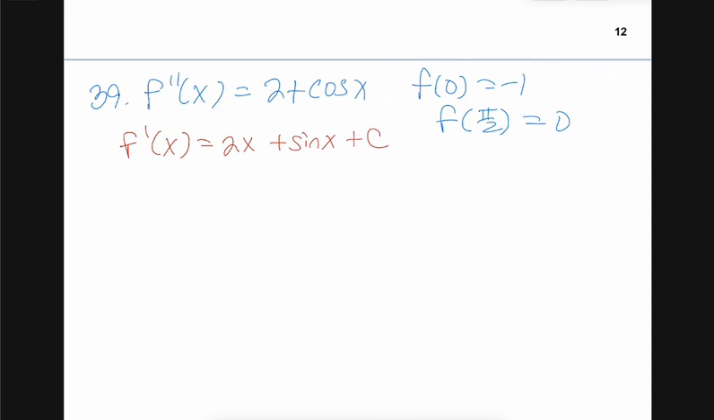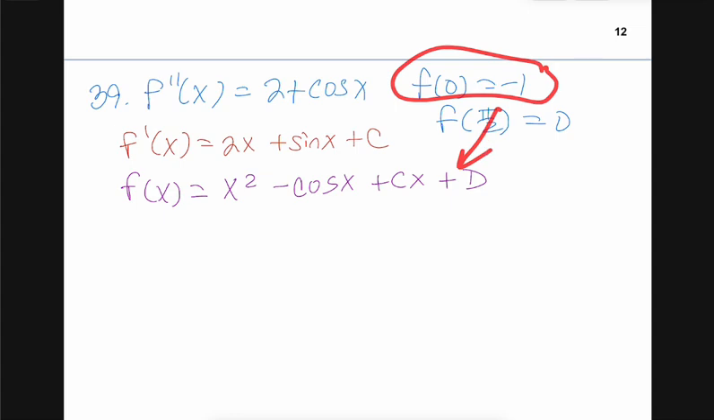Now let's do the next step. If we take the antiderivative of that, we get 2x squared divided by 2, which is x squared. This time we get a negative cosine of x plus cx plus d. If you plug in the 0 value, that's going to be our d, right? Because all of these are 0. So I know d is negative 1. That's what that one tells us. So let's put that in there.